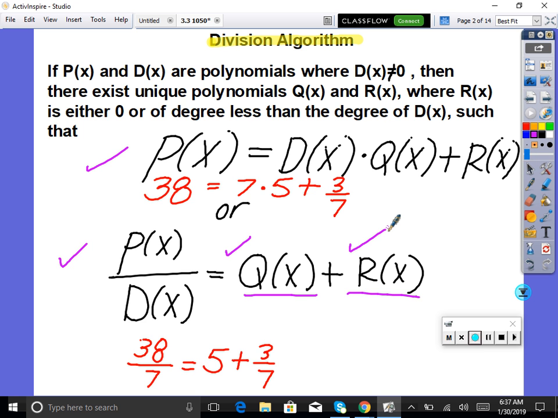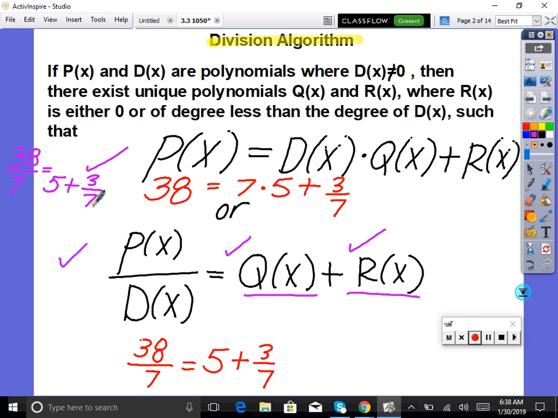A second ago we saw 38 divided by 7, and we got 5 plus 3 over 7. That's what we just saw. This is exactly that. It takes p of x divided by d of x, so our p of x would have been 38, d of x 7. It equals some amount, it equals 5, and then plus the remainder. Do you guys see how it is the exact same thing?